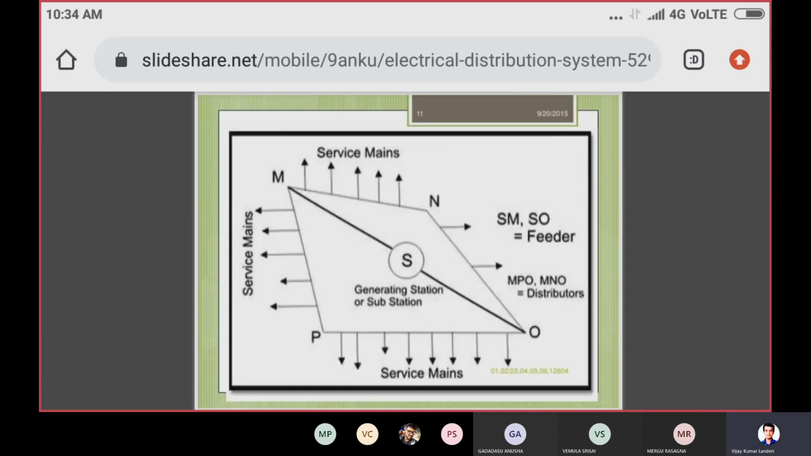Again, we have one more diagram. You can find in the diagram that from the generating station or substation, the conductors coming outside are called feeders, on which no tappings are provided. That's why the current in the feeder is the same. From the feeders, the power is given to the distributors, and from the distributors, the power is taken by the service mains. That diagram indicates the exact transfer of electrical energy.